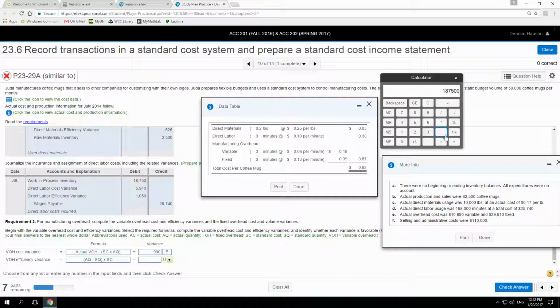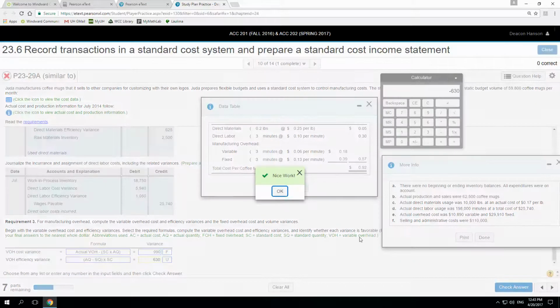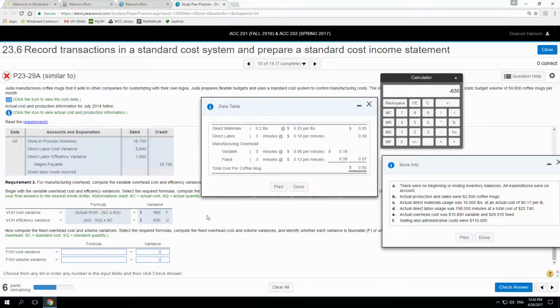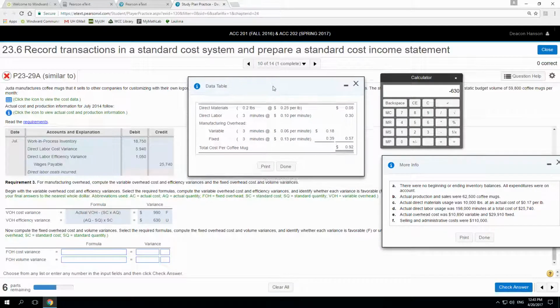So if we take the difference between the standard of 187,500 and the actual of 198,000, that's 10,500, and then we're going to multiply that by the standard cost, which is 6 cents per minute. So you got 630 unfavorable. We'll see how those check out. Nice work on that. So far, so good.